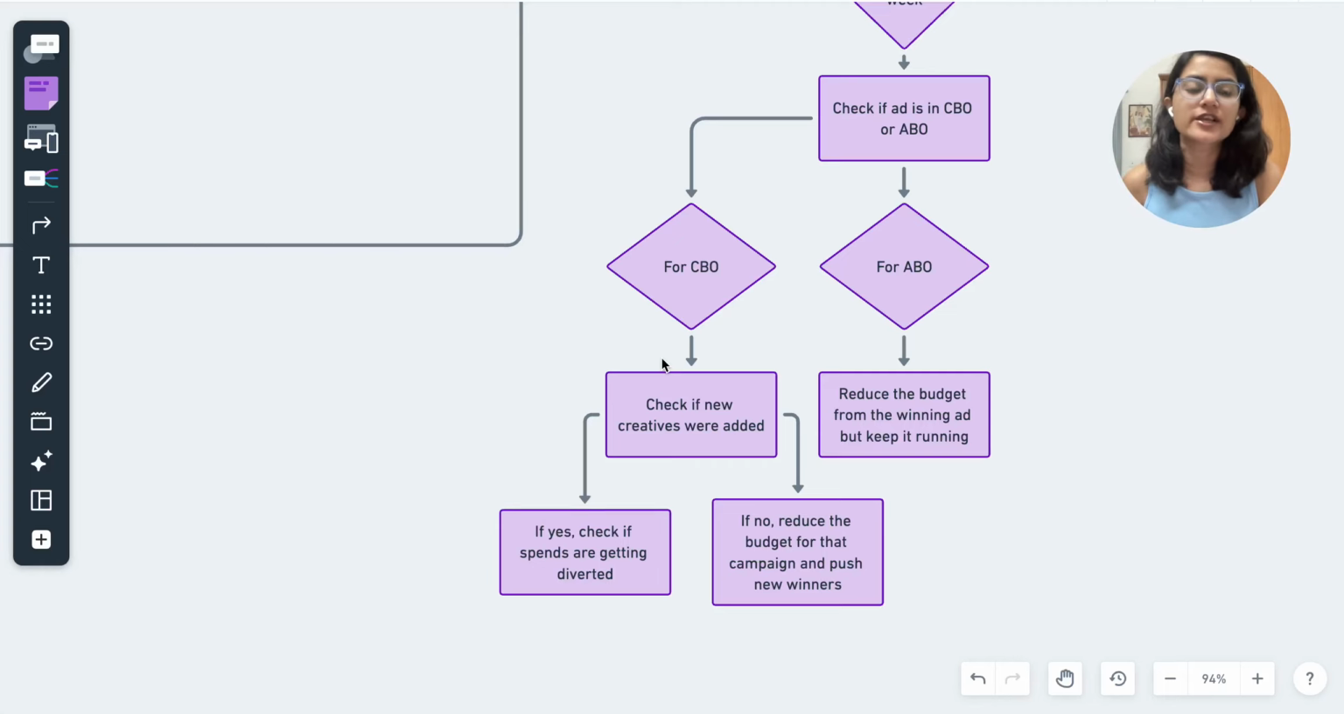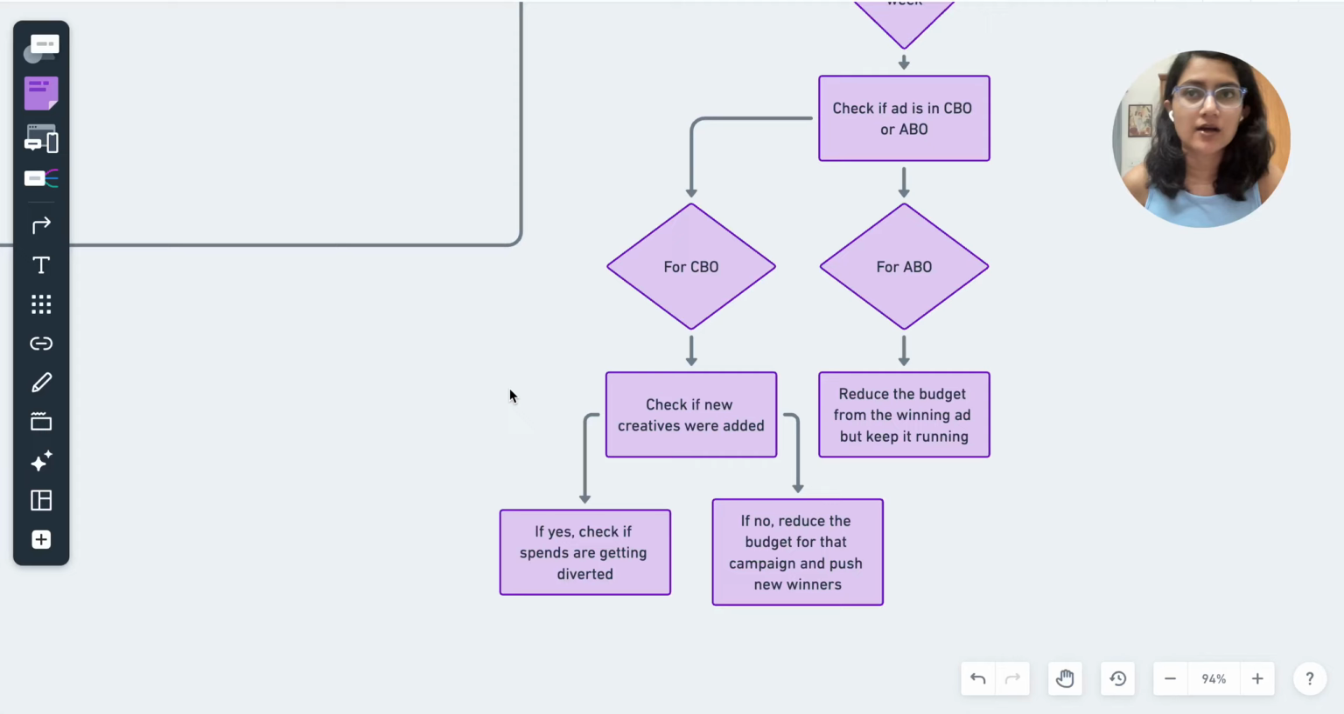If there are no creators added in that campaign, but the spends are still getting diverted, maybe because the dependency of the entire campaign is on one particular creative, then reduce the budget for the entire campaign. It does not need to be only 30% or 20%. It completely depends on how much the dip is.